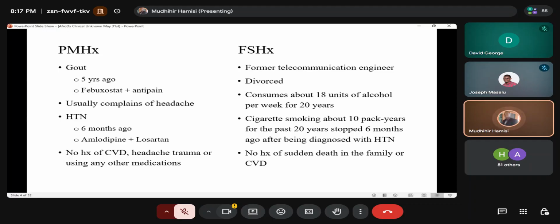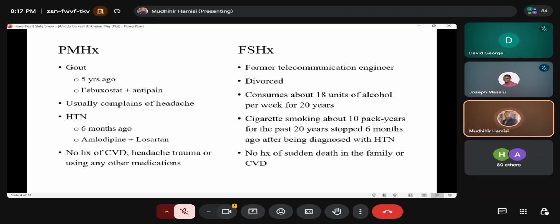There is no history of any cardiovascular conditions such as stroke. There was no trauma reported, and no use of any other medications apart from those I have mentioned. He is a former telecommunication engineer. However, he was dismissed due to drinking habits. He is heavily drinking.